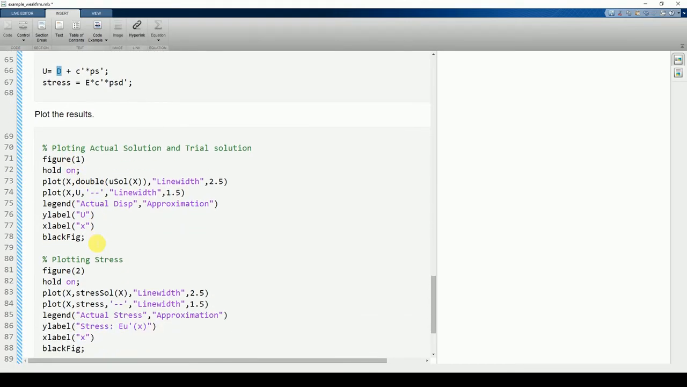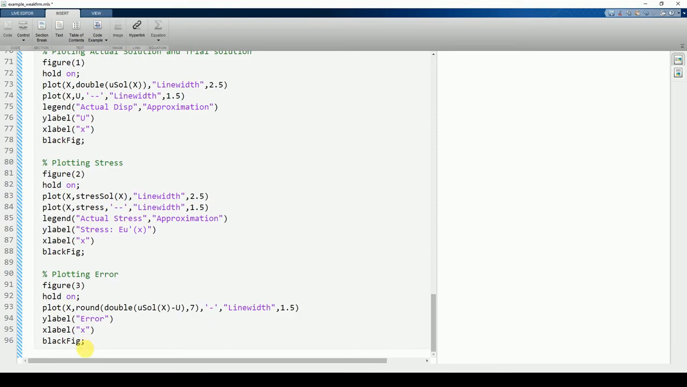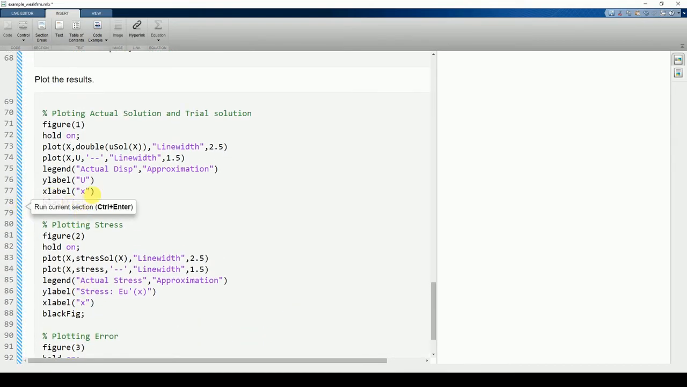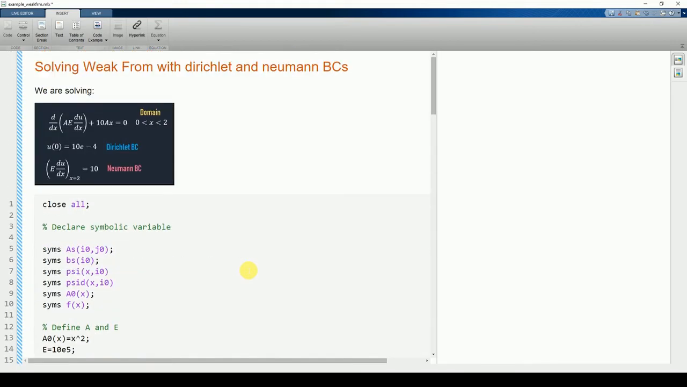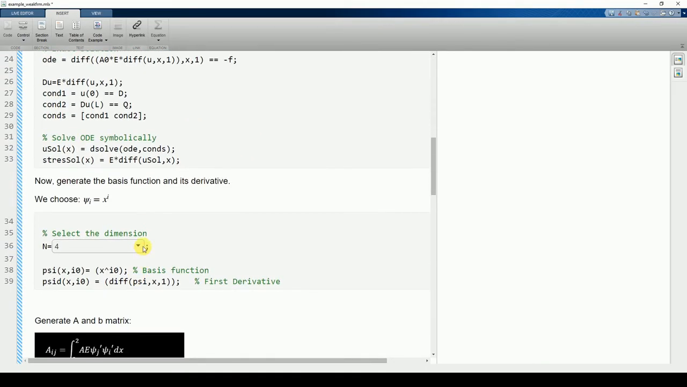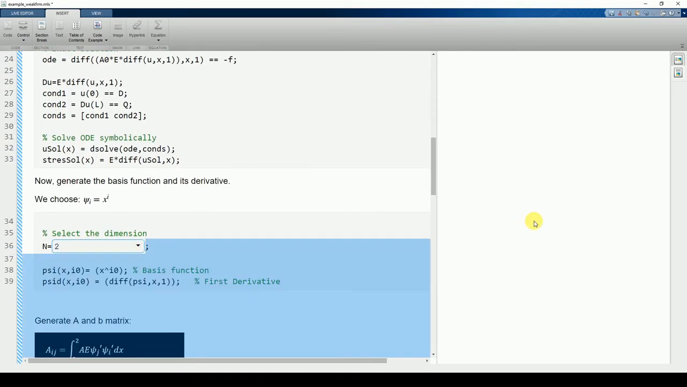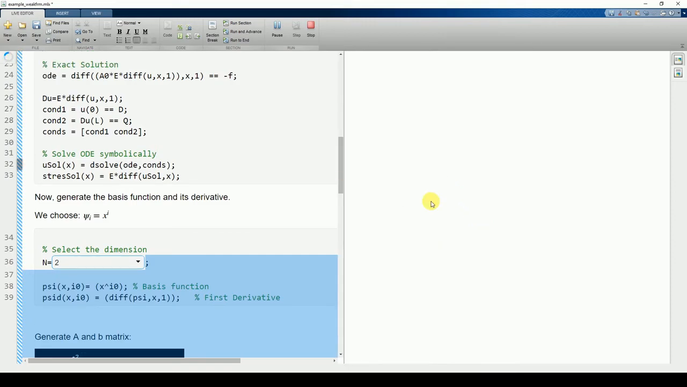Okay, so let us plot the results using this. In all of the previous examples also, I've been using this function called black fig, which actually converts everything into a black theme. Now let us run this code first for n equals say 2. Let's see what happens. Oh, unable to find explicit solution. This ODE solver is not able to find the solution now.